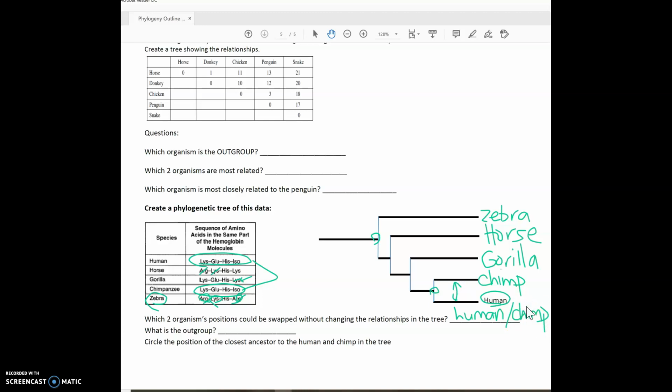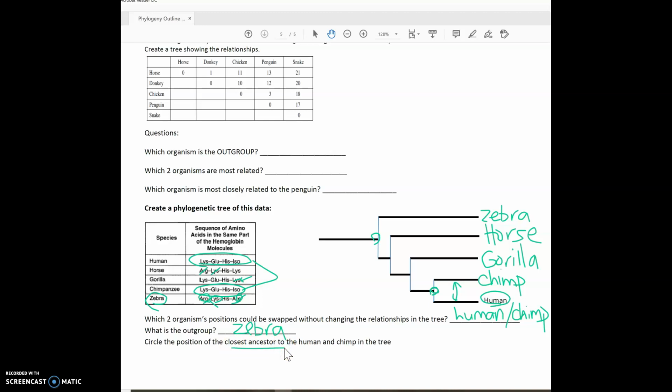It's not purposeful that the chimp came before the human. We don't know that from the way this is drawn. This is basically showing these two could be flip-flopped. What's the outgroup? That would be the zebrafish. They have the least in common with everybody else. And then, circle the position of the closest ancestor to the human and the chimp.